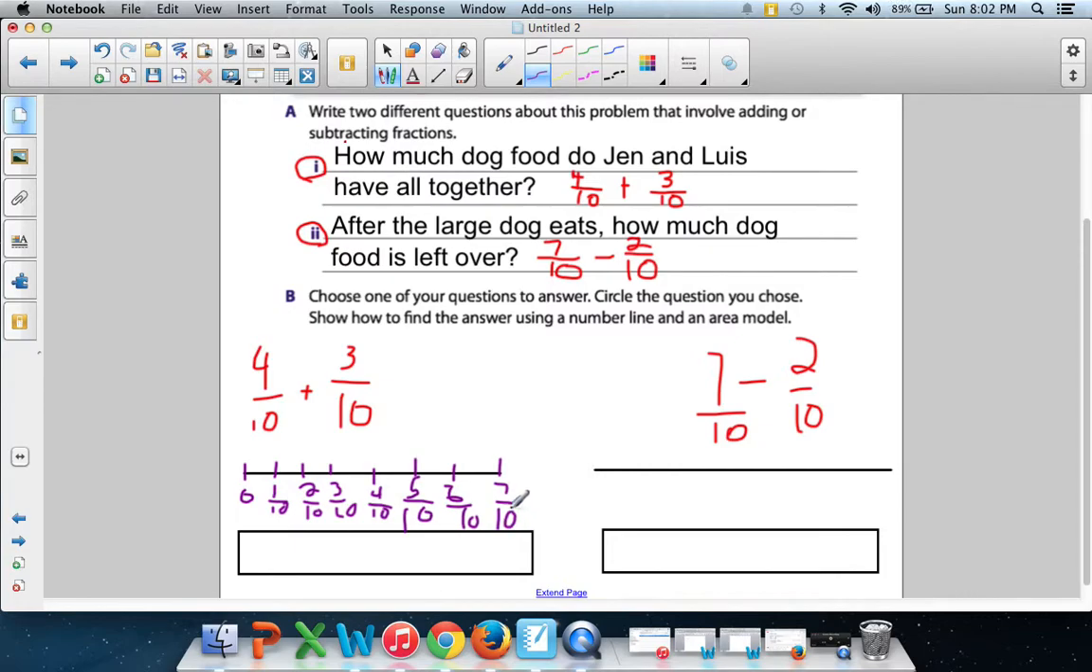Whew. So we start where it says to start. We start at 4/10, which is right there. Then we're going to add 3/10, which means move over 3 times. 1, 2, 3. Where do we end? At 7/10.